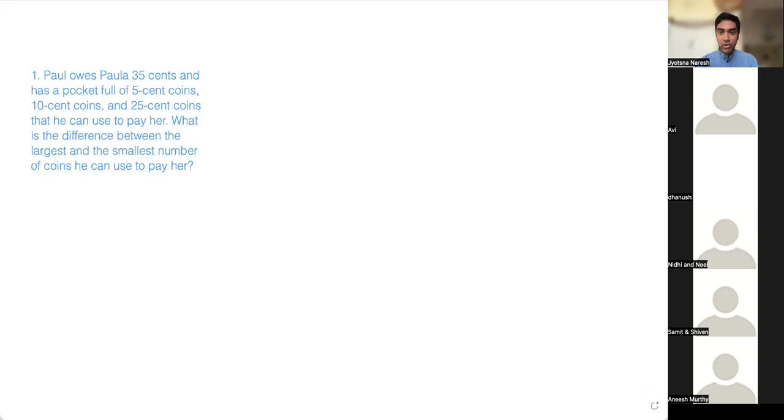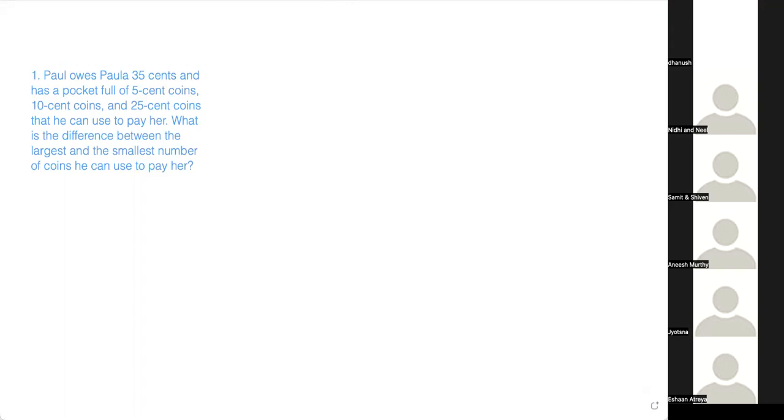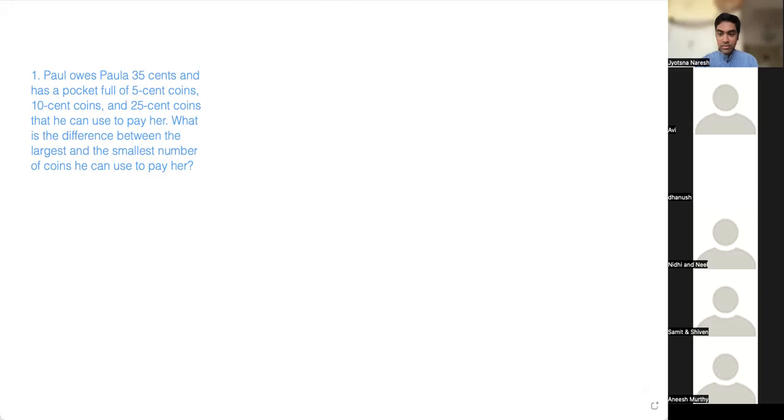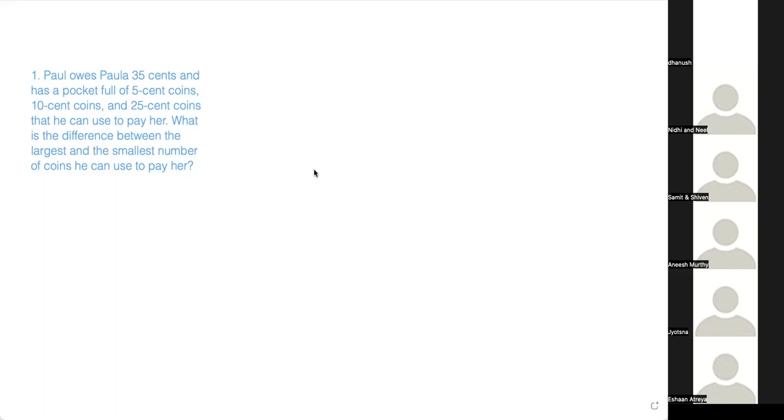Okay. What answers did you get for the first question? Okay, good. 5 is correct. Let's see. Neil, can you explain?